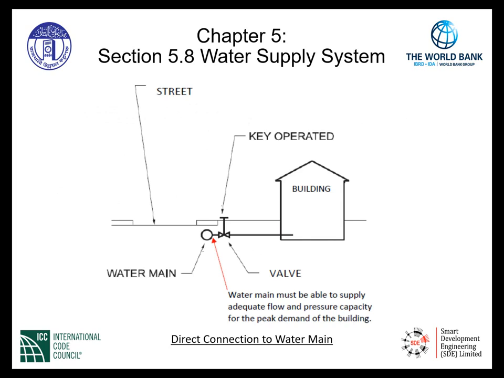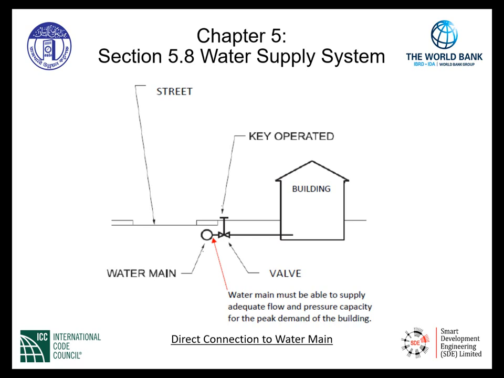As an example, we have a public water main shown here. The water main must be able to supply the adequate flow and pressure capacity for the peak demand of the building. So this is indicated in the previous sections. We need to make sure, as the authority, that the system water main has enough capacity to provide adequate flow and pressure at the peak demand of the particular building.